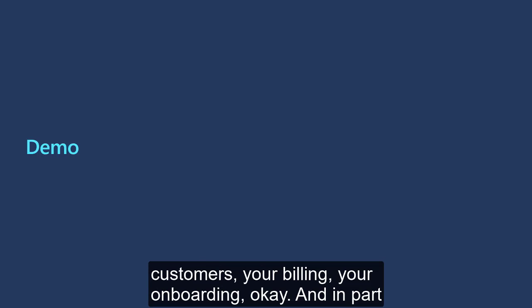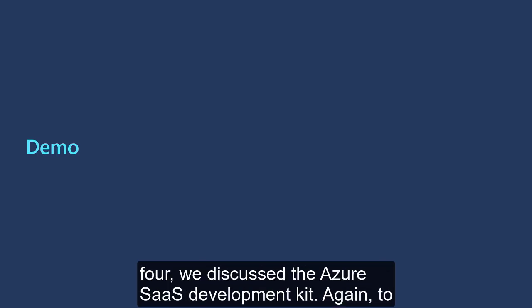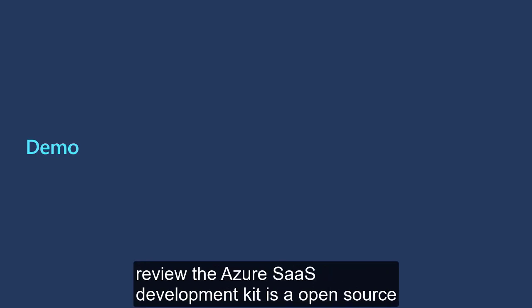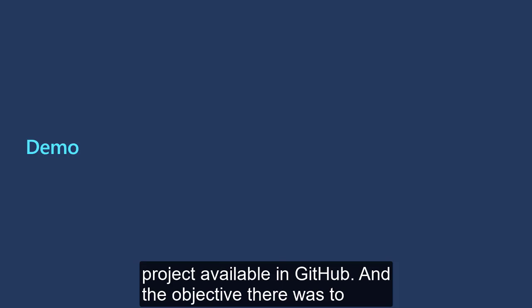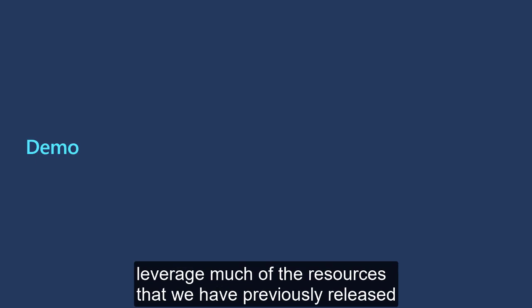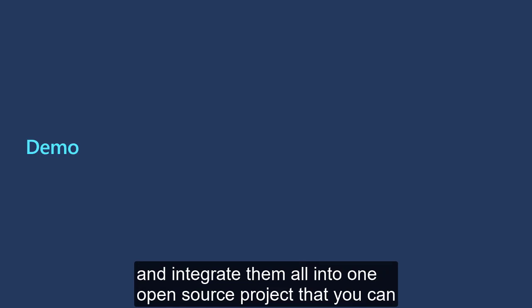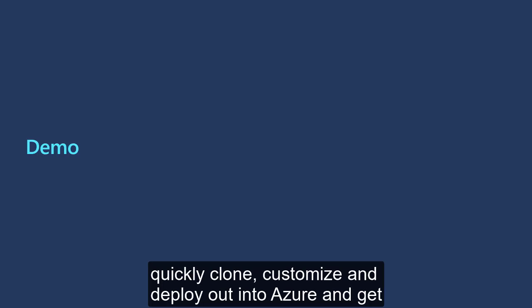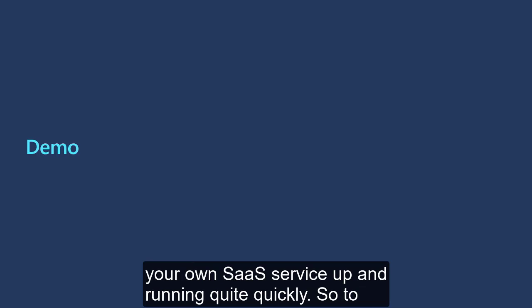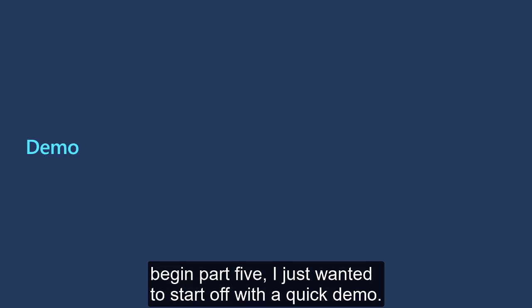And in part 4, we discussed the Azure SaaS Development Kit. Again, to review, the Azure SaaS Development Kit is an open source project available in GitHub, and the objective there was to leverage much of the resources that we have previously released and integrate them all into one open source project that you can quickly clone, customize, and deploy out into Azure and get your own SaaS service up and running quite quickly. So to begin part 5, I just wanted to start off with a quick demo.